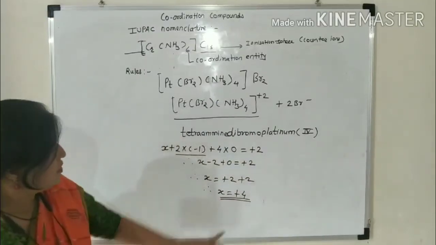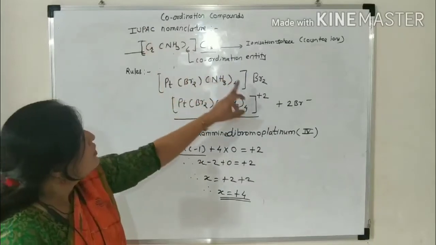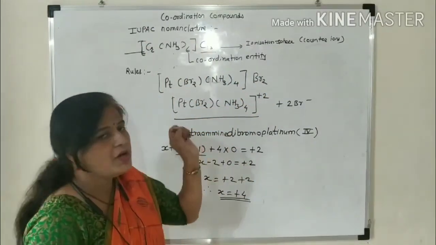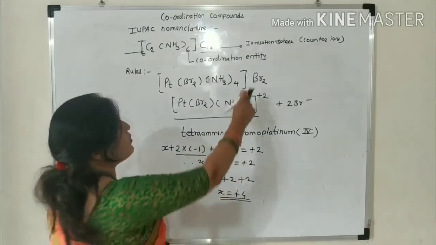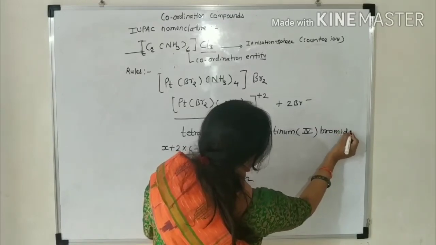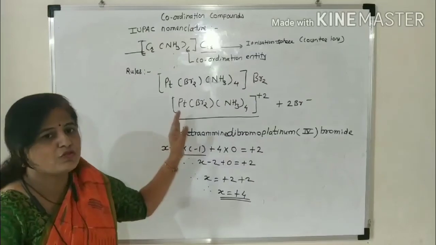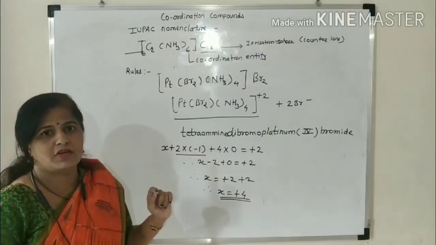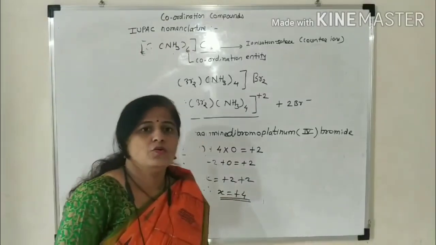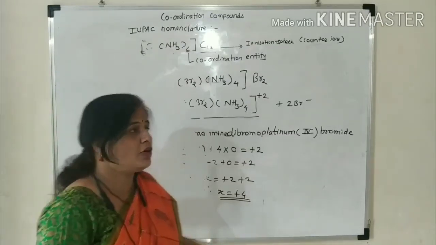Okay. Then lastly you have to write down the name of the counter ions, not the number. Only write the name of the counter ion, which is bromide. Okay. These are the nomenclature rules for the cationic complexes. Now in the next lecture we will see about the anionic complexes, nomenclature of anionic complexes.